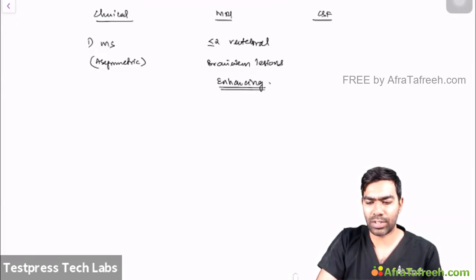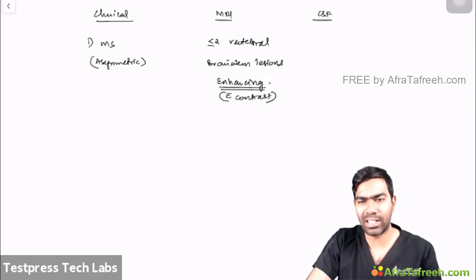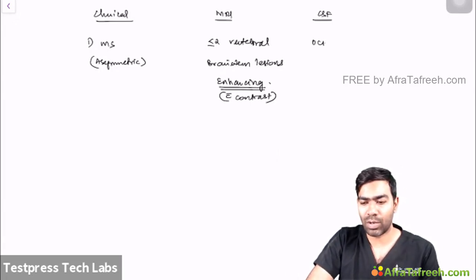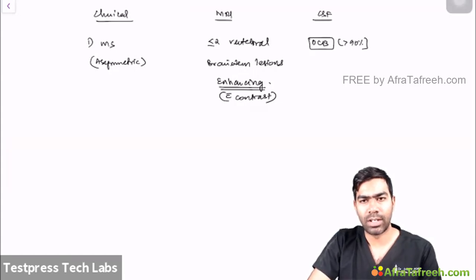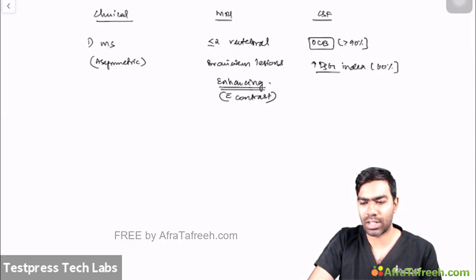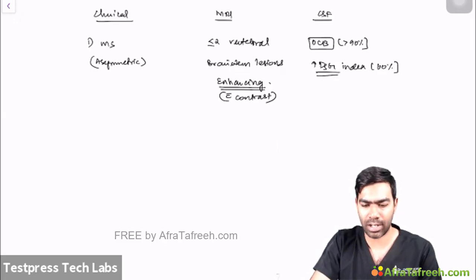This will be enhancing with contrast. This is a characteristic MRI finding. As far as the CSF is concerned, they will have OCBs. More than 90% of the MS patients will have oligoclonal bands, and there will be something called an increased IgG in the CSF. That's called an IgG index. There is a 60% incidence of this increased IgG index. So that's a very common entity again.